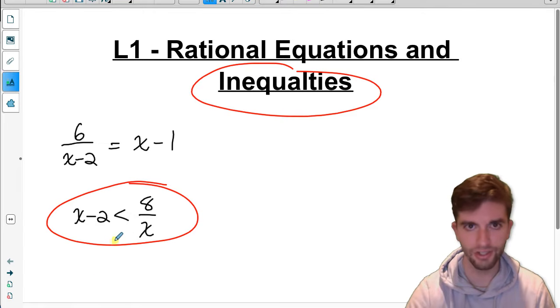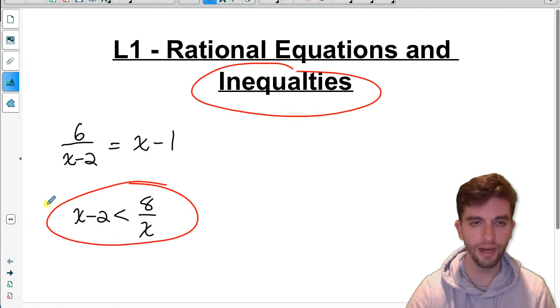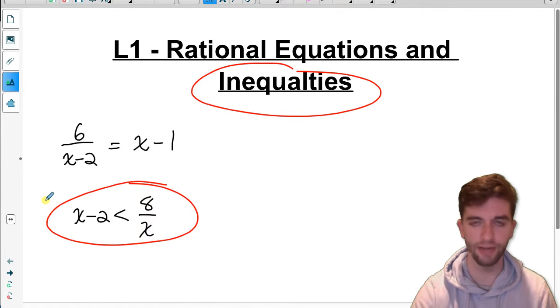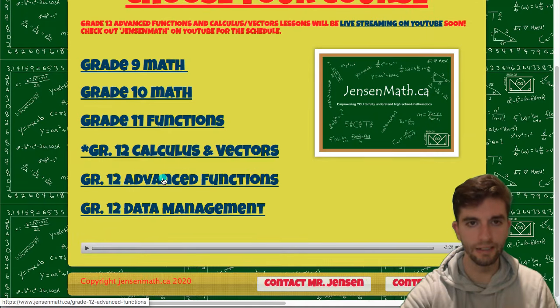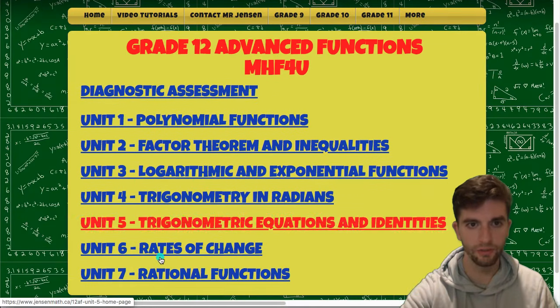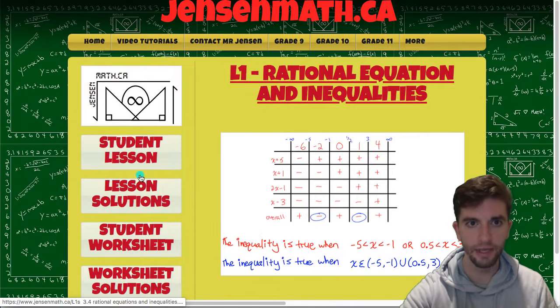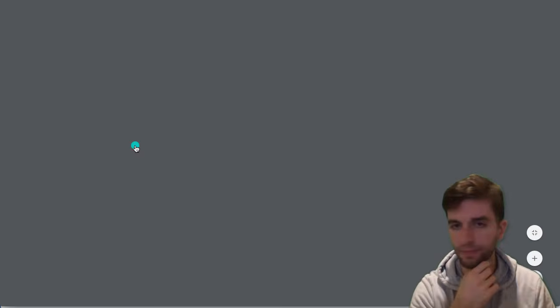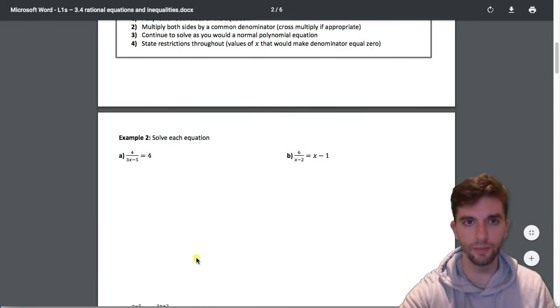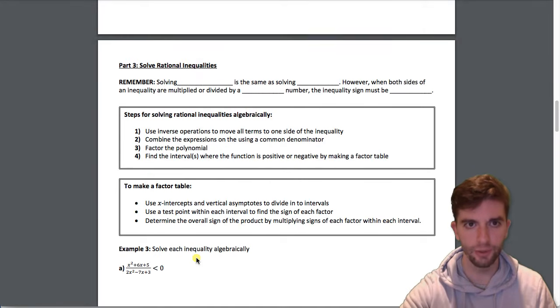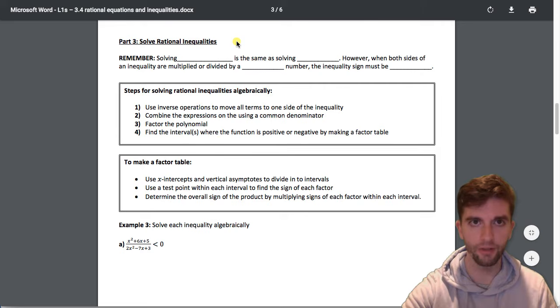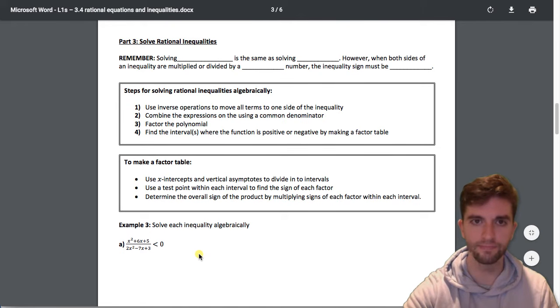So when you're ready to get started with this part of the lesson, make sure you have the copy of the blank lesson from jensenmath.ca. You can find it in the Advanced Functions course. We are in Unit 6, and this is the first lesson. In this lesson, we've already completed parts 1 and 2 in a previous video. So what we're going to be doing in this video is completing part 3, solving rational inequalities. So let's get started.